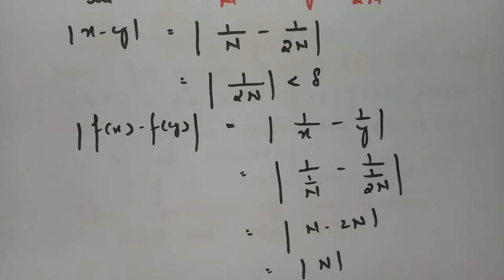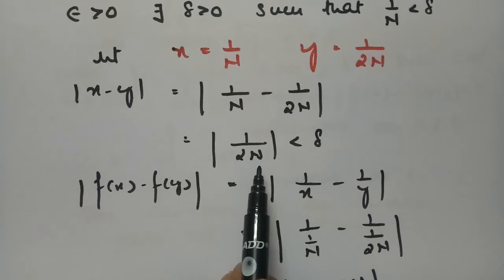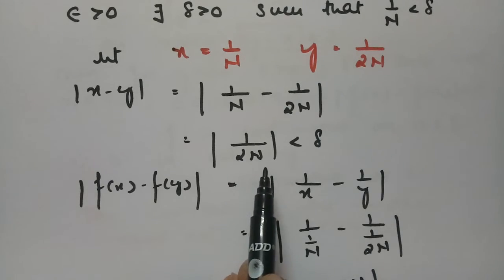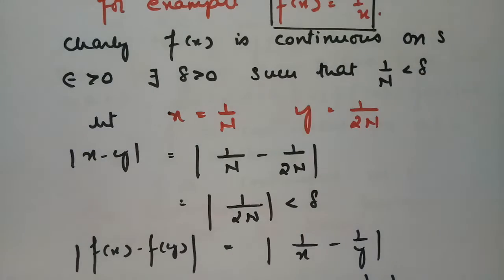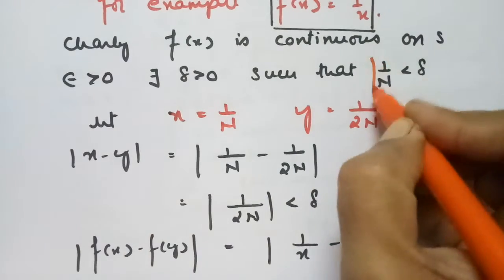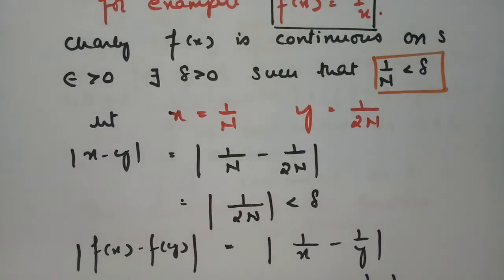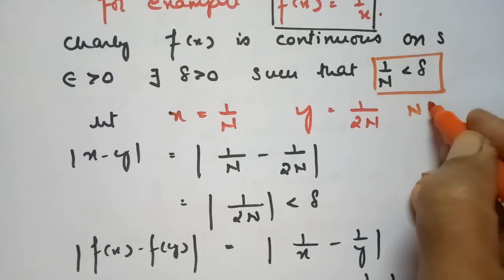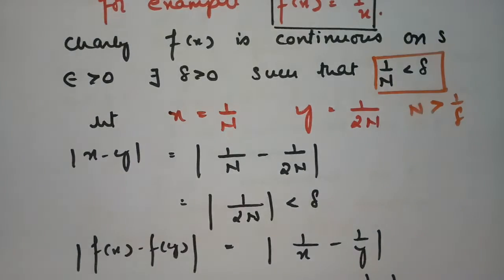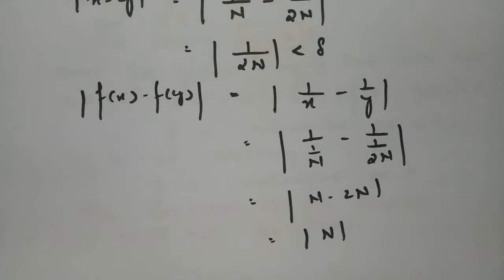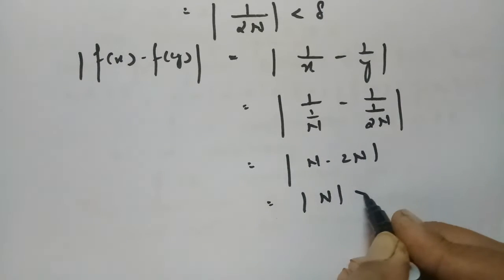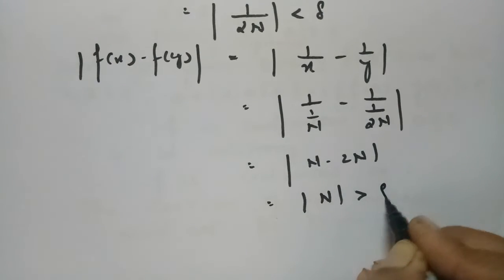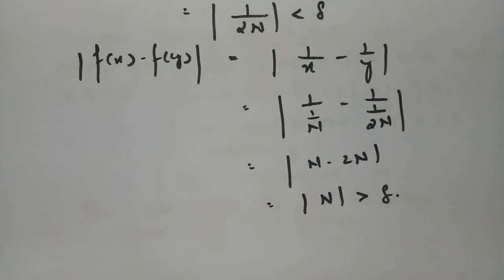Here, if you observe, 1 by n is less than delta. So if I take the reciprocal, n is greater than 1 by delta. So we got this value as greater than delta, and we have to choose accordingly.